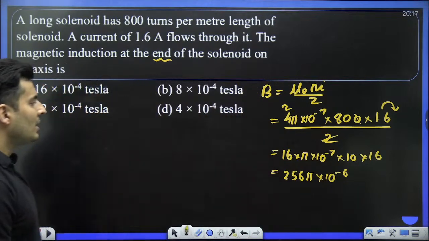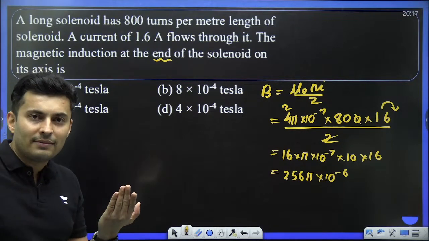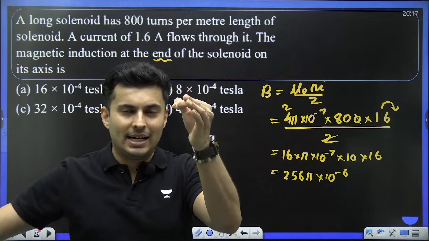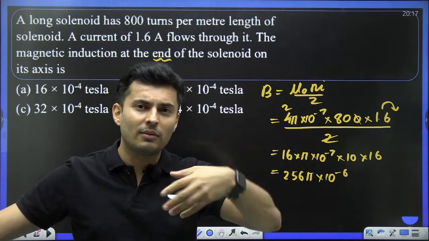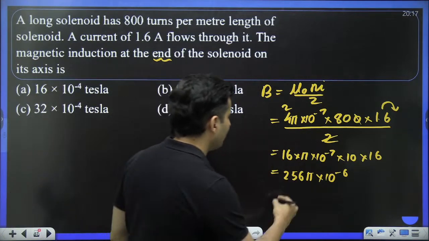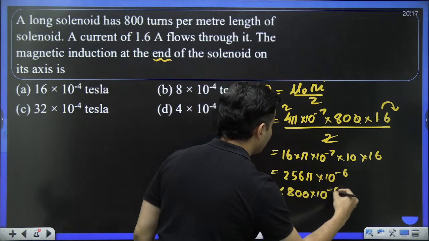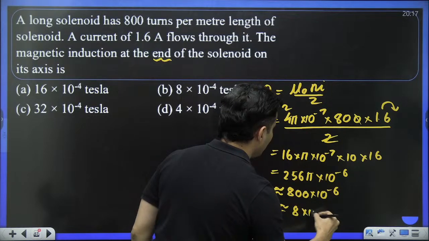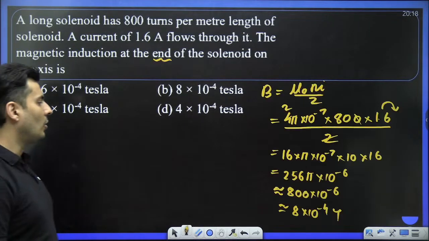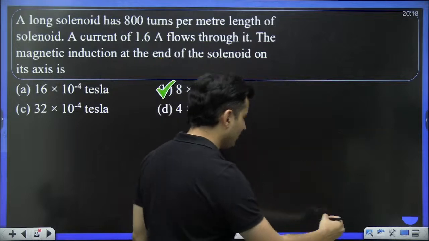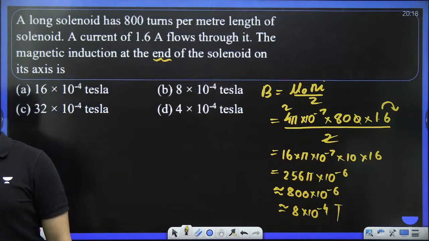So 256 into 3, think about it, will be close to 750. Slightly more than that, because 250 3s are 750. So 256 into 3.14 will be close to 800. So it will be approximately 800 into 10 to the power minus 6, which is then 8 into 10 to the power minus 4 Tesla. Yes, there you go. That's option B. Is that right? Everybody with me? Perfect, option B is the correct answer.